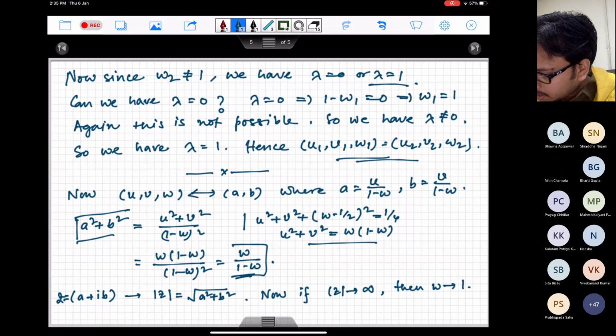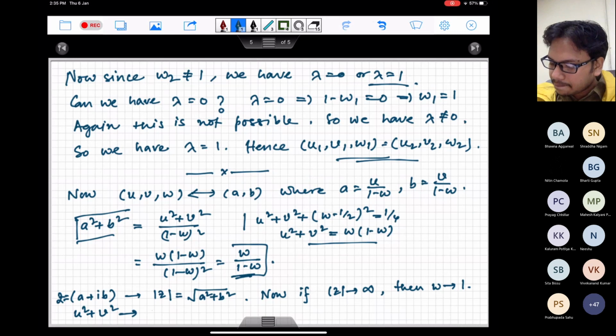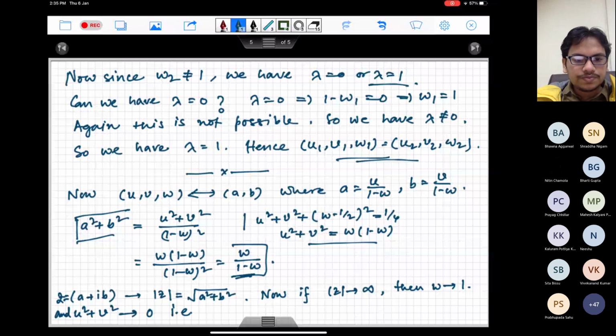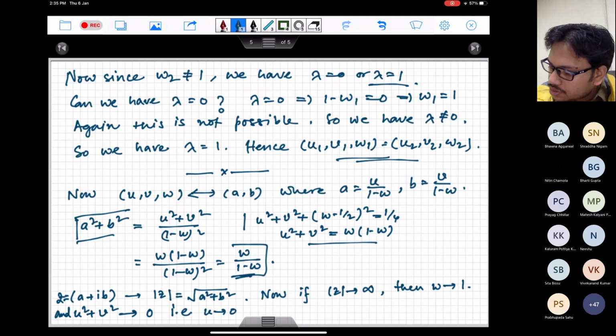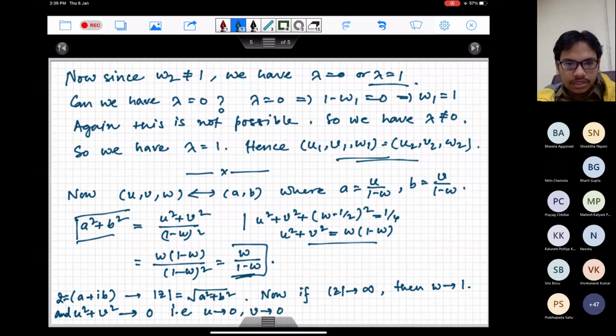Now if w is tending to 1, then where does u square plus v square tend to? No, be careful. What is u square plus v square? Just now you have calculated it is w into (1 minus w), and w is going to 1. So therefore u square plus v square is going to 0. So u and v, these are real numbers. Individually, where are u and v going to? Both of them are real numbers, and the sum of their squares is going to 0, so individually they are also going to 0. That is, u is going to 0, v is going to 0.